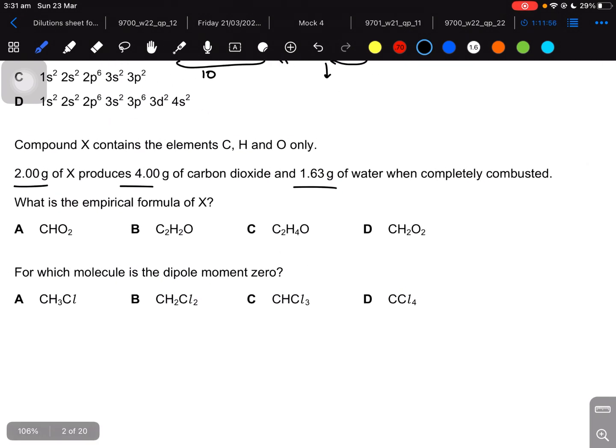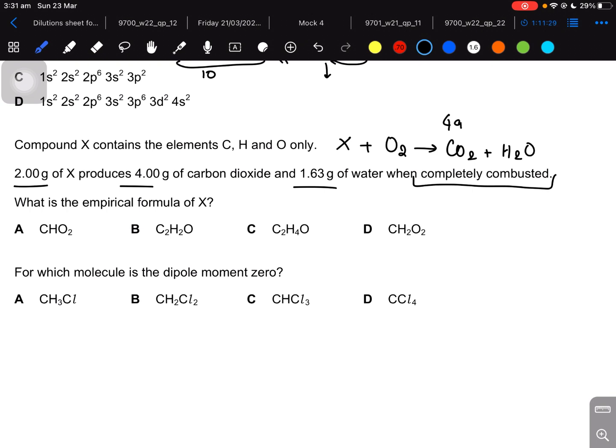So we have the masses, and we can now make ratios. So X produces, okay, never mind, it's not empirical. So we're going to write the reaction first. X plus O2 releases CO2 and H2O, because it has completely combusted. So X contains oxygen, so 4 grams of carbon dioxide, 1.63 grams of water.